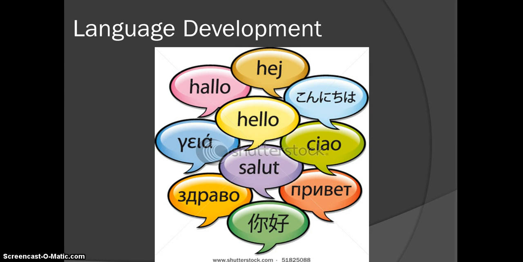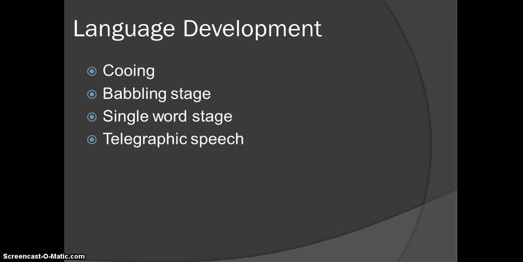All right, we're going to talk about language development. Although nature provides the foundation for language and cognitive development, such as the vocal cords being able to produce language, nurture plays a critical role as well. There are four different stages in a baby's language development.